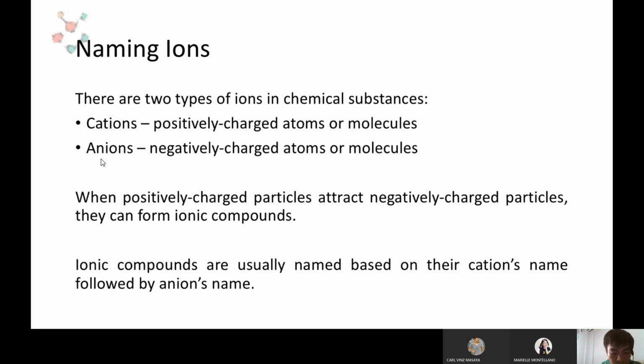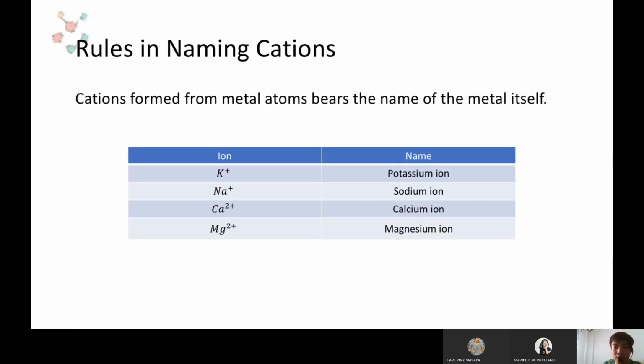So, ito yung mga rules in naming cations. Rule number 1 is that yung cation formed from metal atoms will bear the name of the metal itself. Ano lang meaning nun? If yung cation nyo ay nagmula sa mga metal from group 1A, group 2A, group 3A ng periodic table, yung pinakita natin kaninang representative elements, kapag gawa sila sa mga representative elements, the name is just the name of the metal itself.